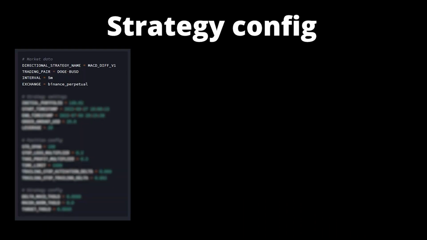We will be dividing the strategy parameters into four sections. First, let's examine the market data. We will be trading in Doge BUSD using a 5-minute interval on Binance Perpetuals. Next, we have the initial strategy settings. In this instance, I have 149.02 BUSD in my Perpetuals wallet, and I will be placing orders of 20 BUSD with a leverage of 20. This results in a margin per order of 1 BUSD. And at the bottom, we have customized the strategy thresholds mentioned in the previous slide.